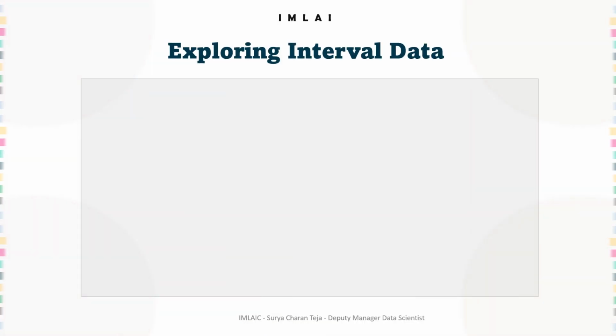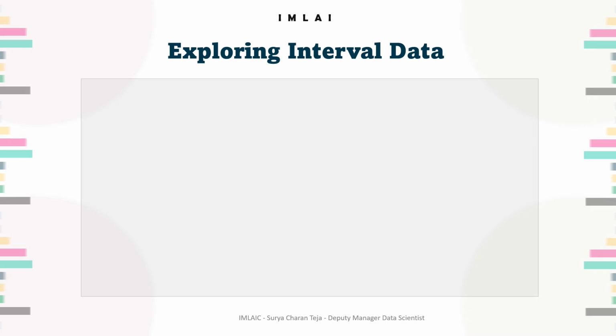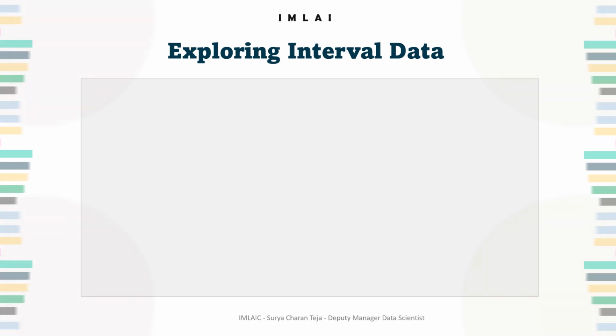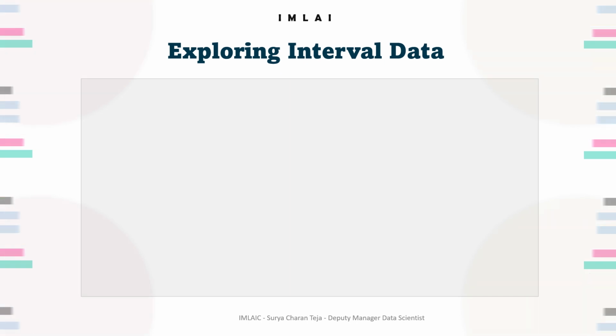Now let's look into the third type of level of measurement, that is interval. Interval level of measurement is a type of quantitative measurement where the data is measured on a scale where equal intervals between values represent equal differences in the underlying attribute being measured. But there is no 0 point.